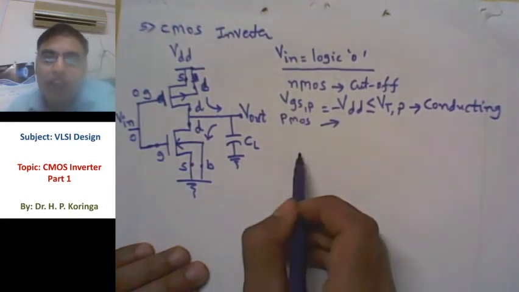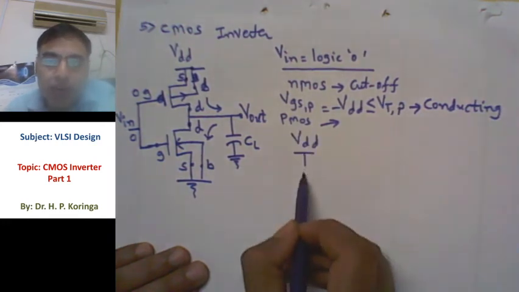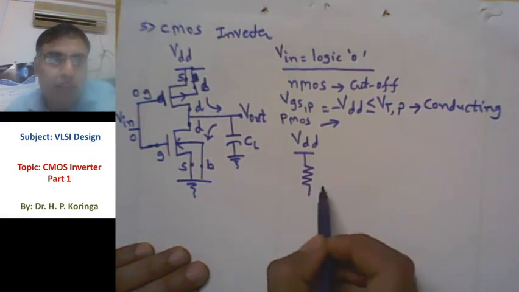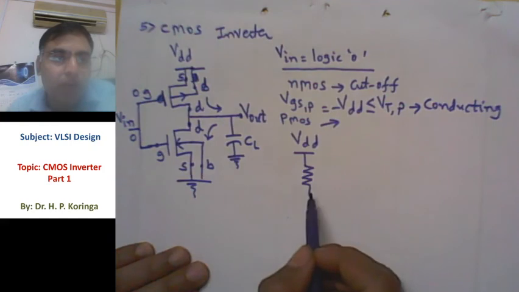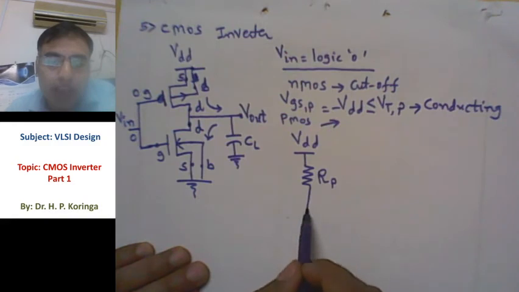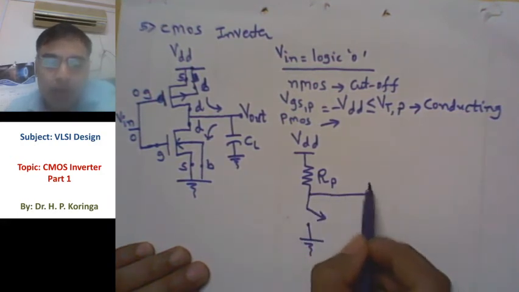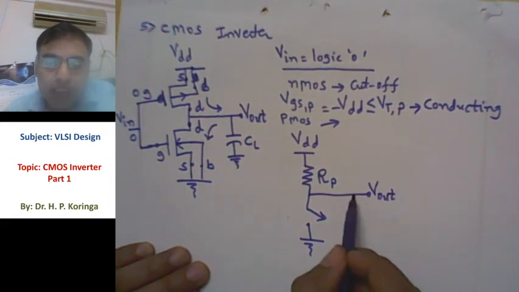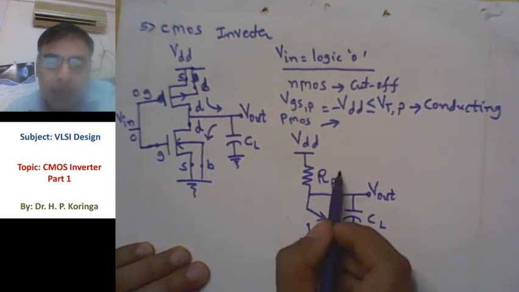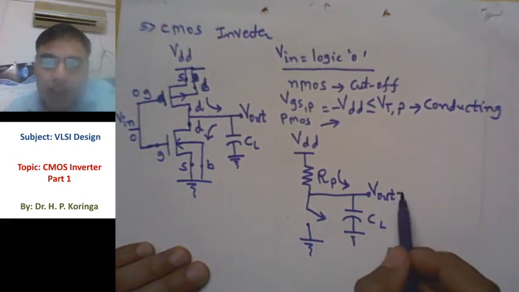So the PMOS operates in a conducting stage. If we see the equivalent circuit, VDD, the PMOS produces a non-linear resistance depending on the W/L ratio of the PMOS, it operates in a conducting stage, and the NMOS operates in cutoff, so its equivalent circuit is open circuit. And here the output voltage is connected with the load capacitor. So the load capacitor is pulled up by this PMOS, and what maximum output voltage will we get?